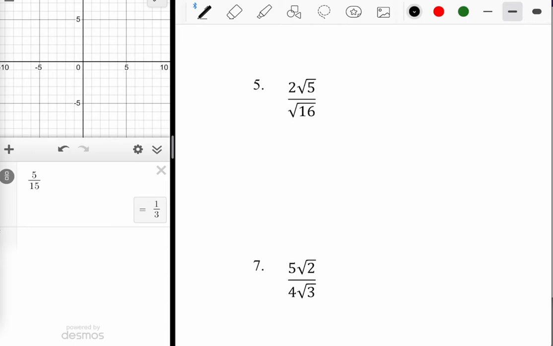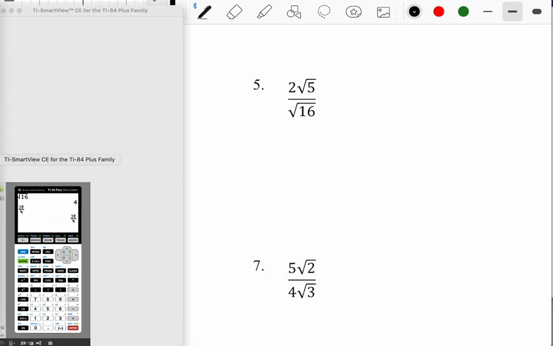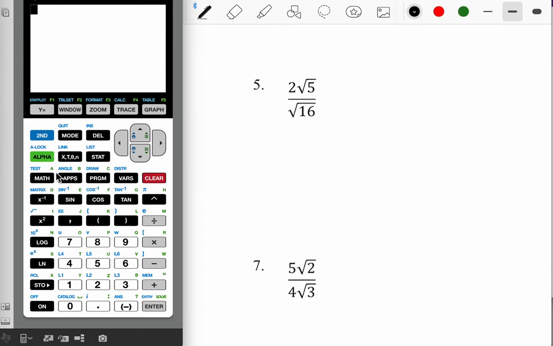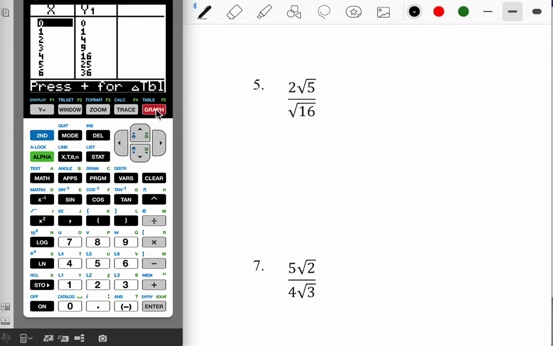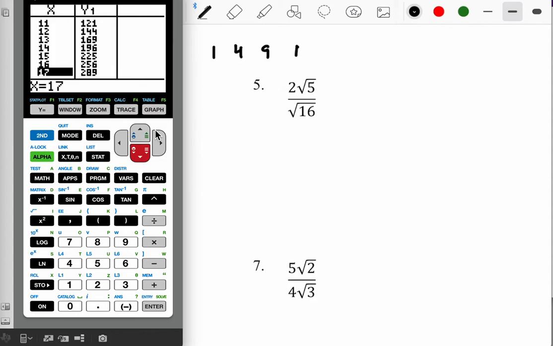It's always a good idea to have a list of perfect squares. Just a refresher: in Y= in your calculator, you type in x squared. This is the x key. It does other things too, but in this mode it's x squared. You go into the table, second graph, and now you have a list of perfect squares. If you just jot down the first 10, that's usually pretty good: 1, 4, 9, 16, 25, 36, 49, 64, 81, and 100.